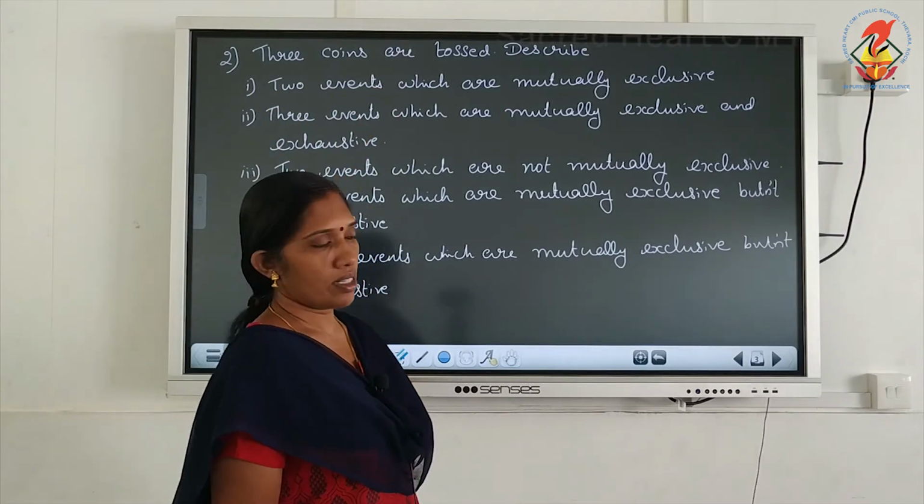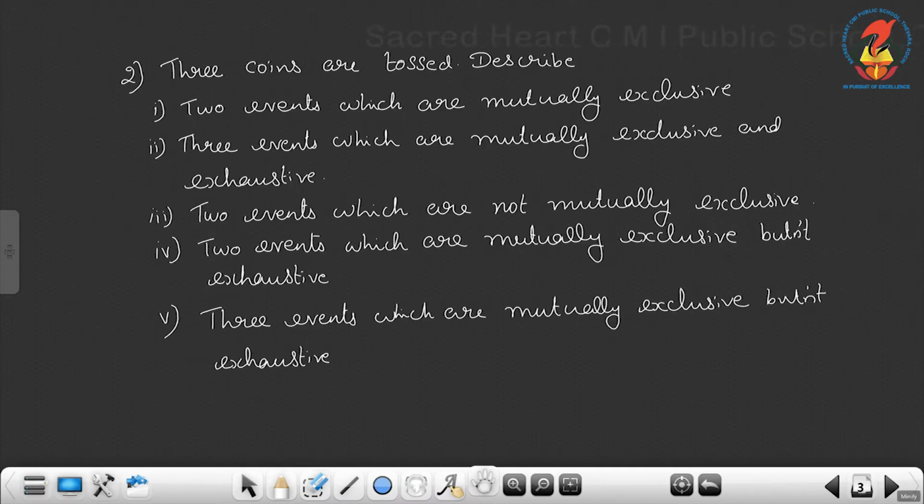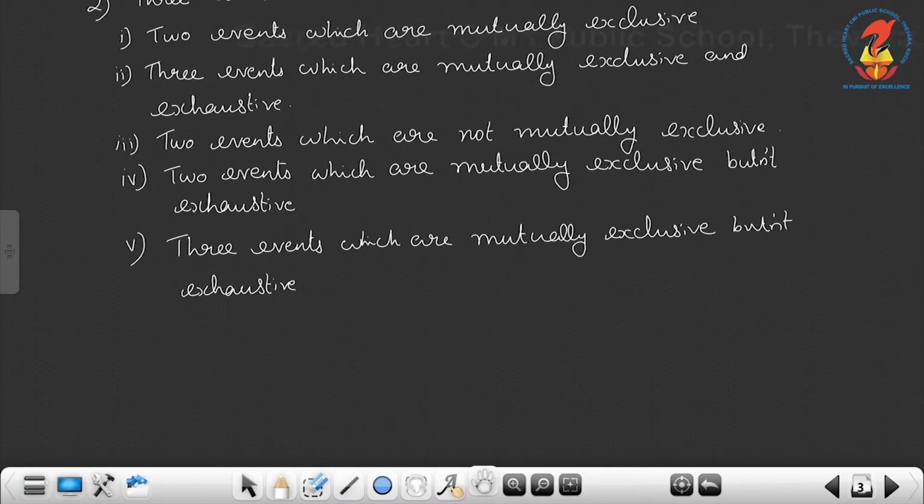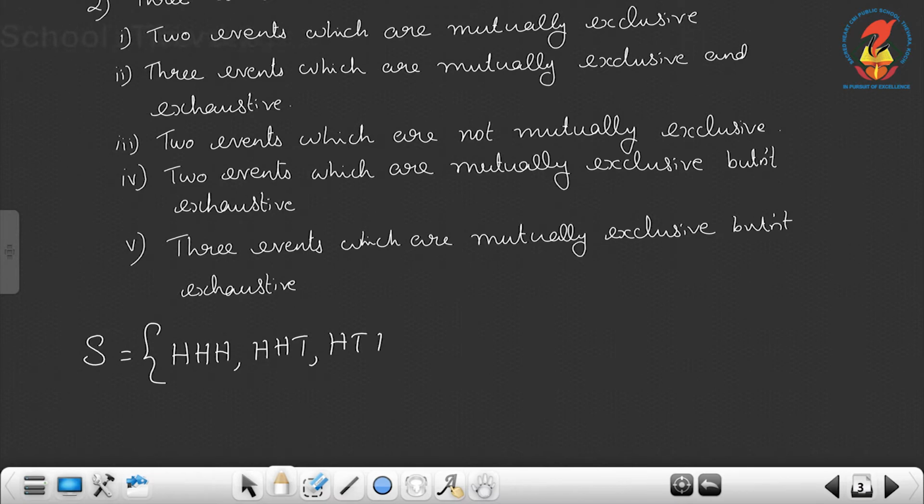3 coins are tossed. So take the sample space. From that we can take each one. What is the sample space? Brackets HHH, then HHT, HTH, write all the possible outcomes. There will be 8 outcomes. 1, 2, 3, 4. Now HTT, THT, TTH and TTT. So these are the possible outcomes, 8 outcomes.